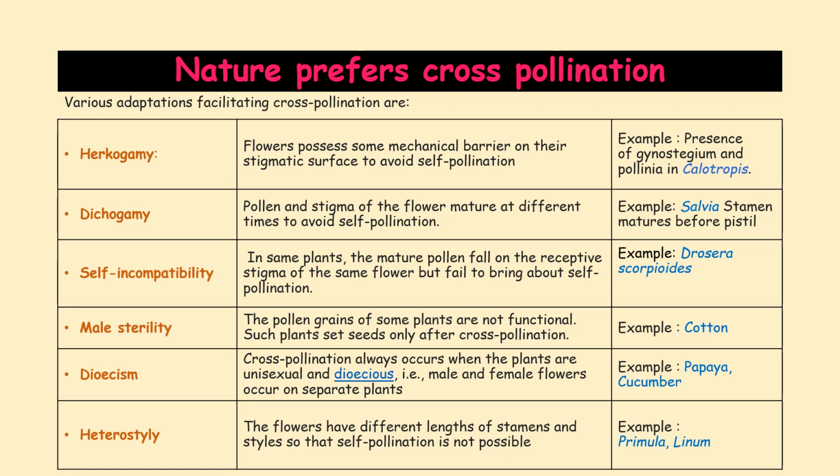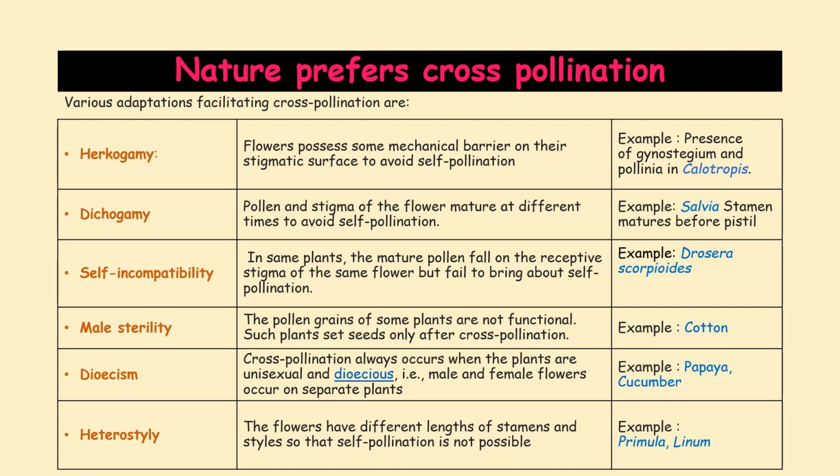Then the fourth situation is male sterility, where the plants produce pollen grains, but these pollen grains are not functional, whereas the female part is normal and functioning normally. So in such plants, only after cross-pollination, they are able to produce seeds. Example is cotton.